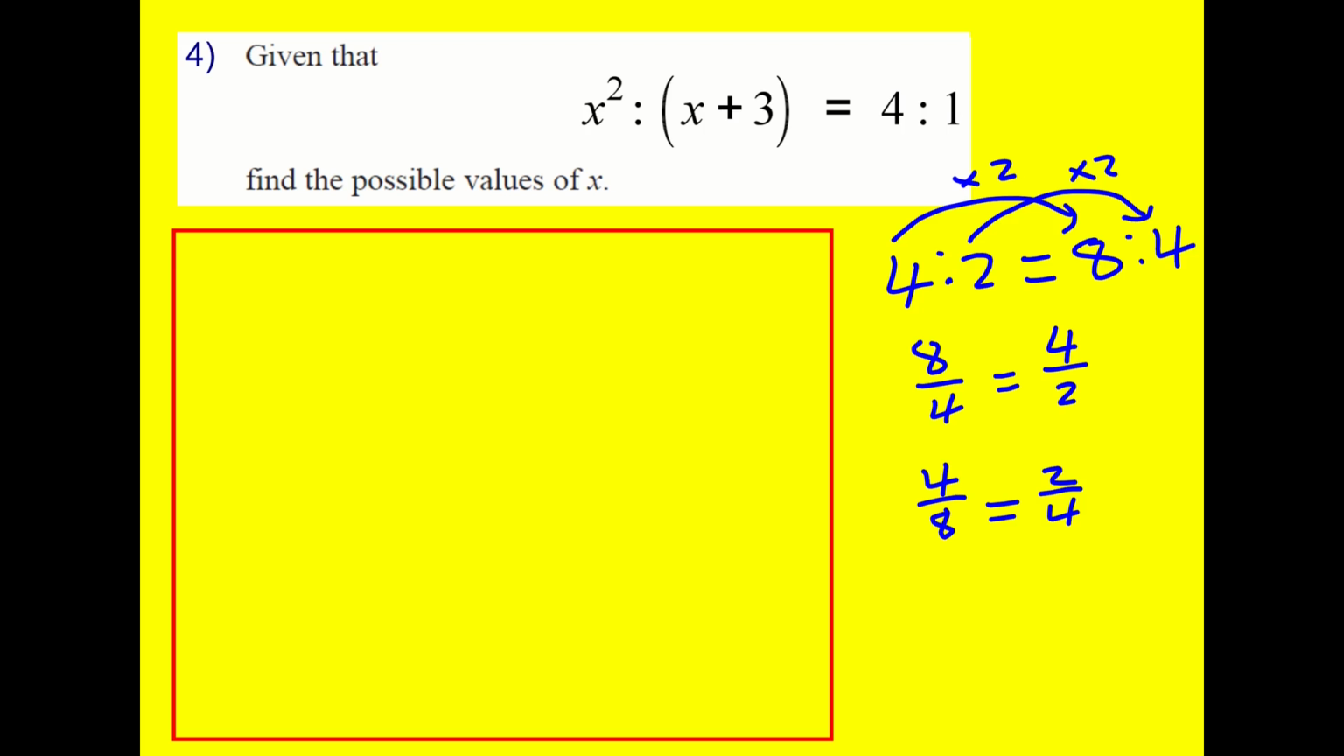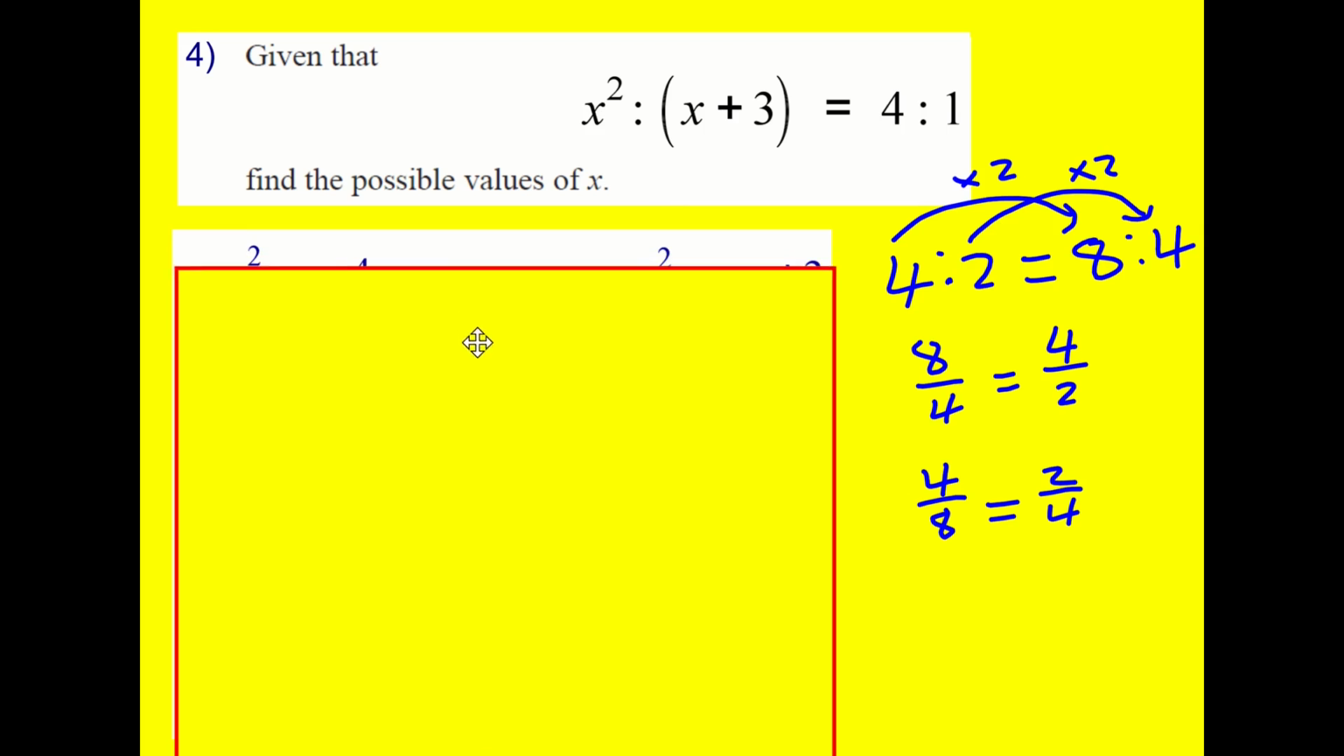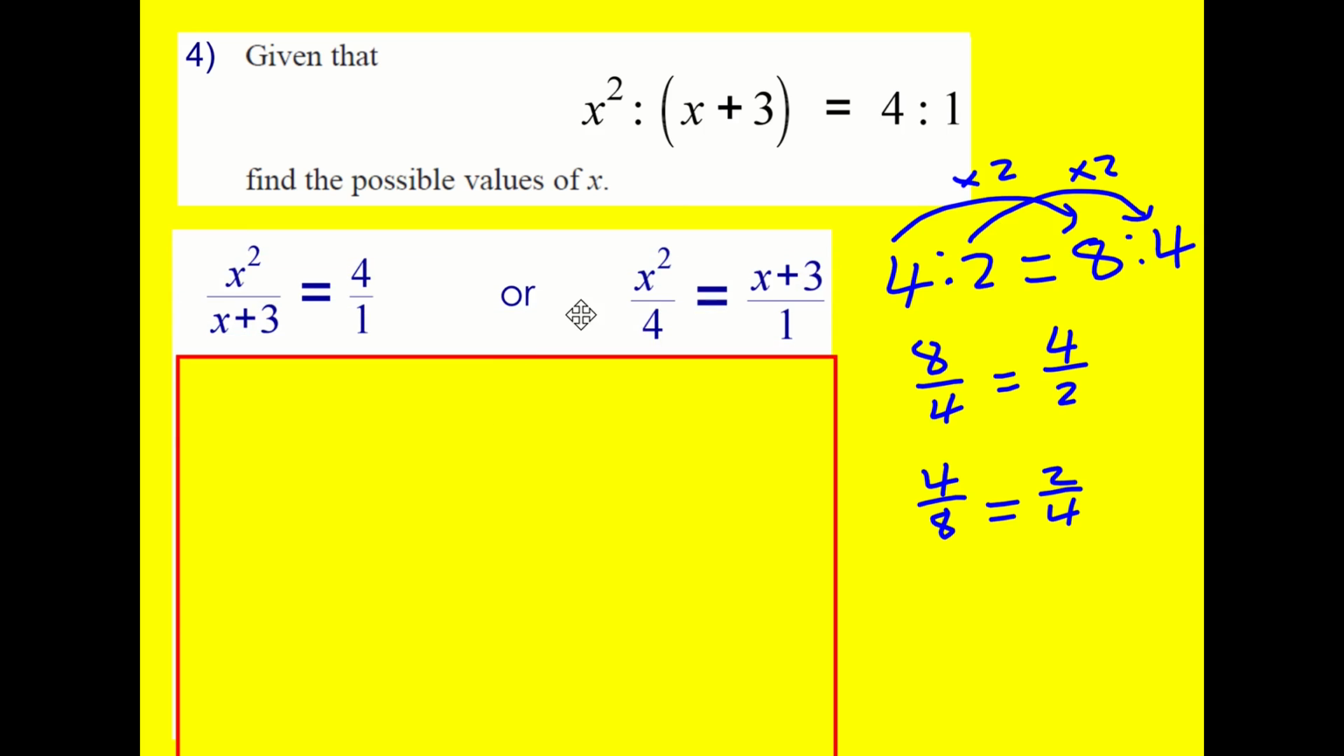Another way you could do it, in fact, actually, sorry, I'm just going to show you how that links in here, because we could do this thing here. X squared divided by 4 must equal x plus 3 divided by 1 for the same reasons as this, and I've created again a fractional equation.